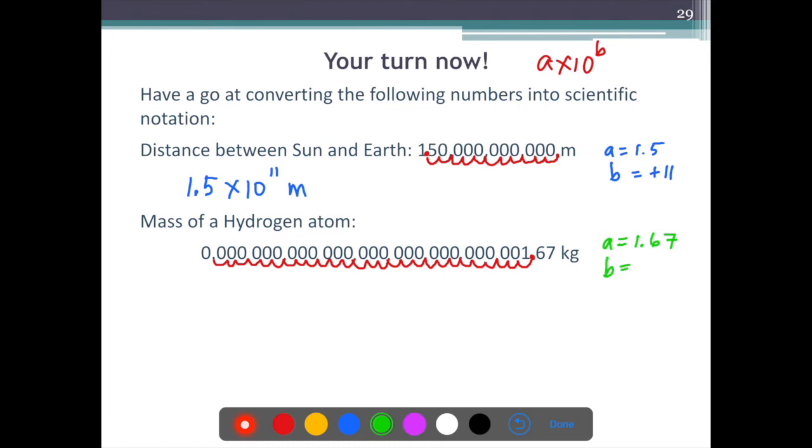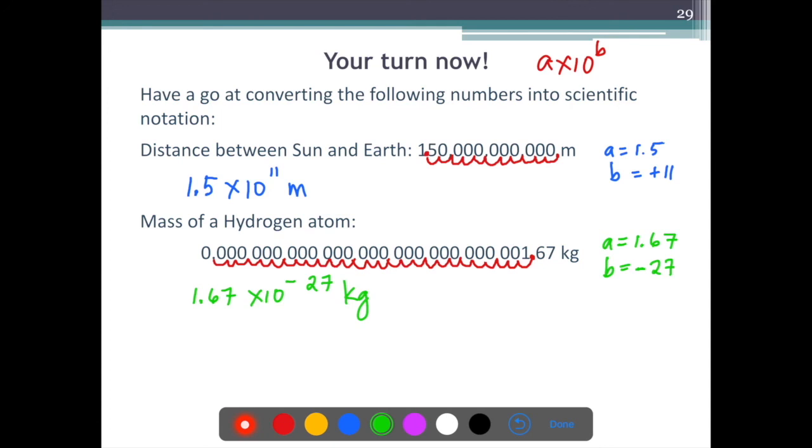And B is the number of places we move the decimal point. That's 27. But we move the decimal point to the right, so that will be a negative 27. So we write our number, the mass of the hydrogen atom, as 1.67 times 10 to the negative 27, and don't forget the unit, kilograms.